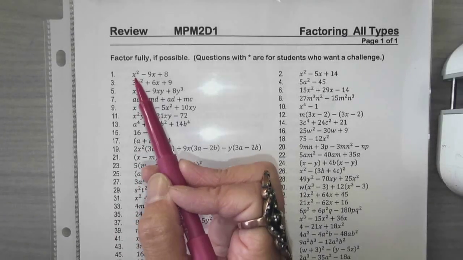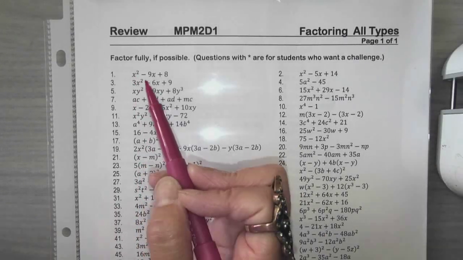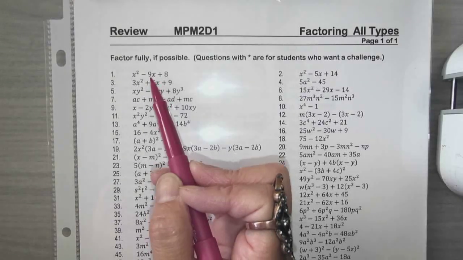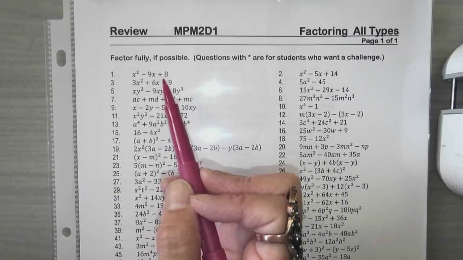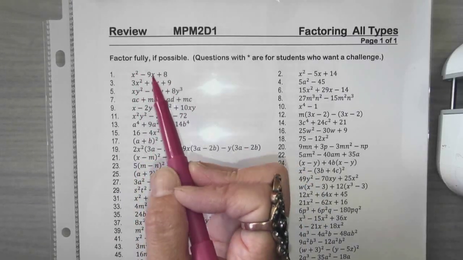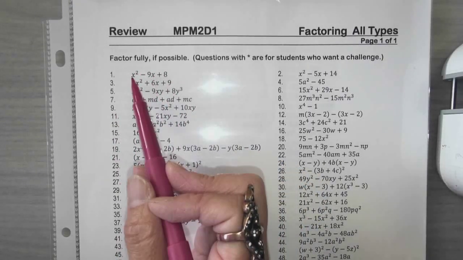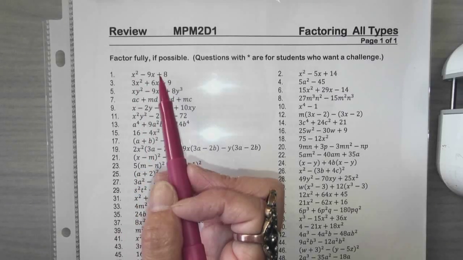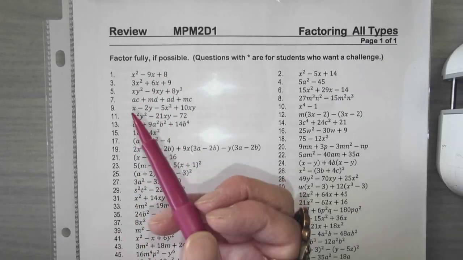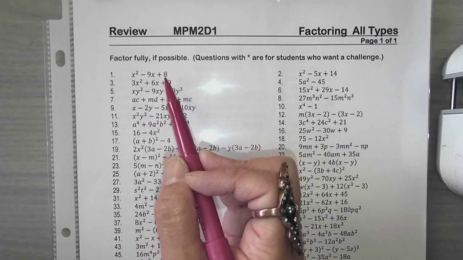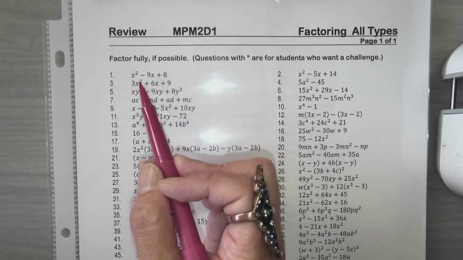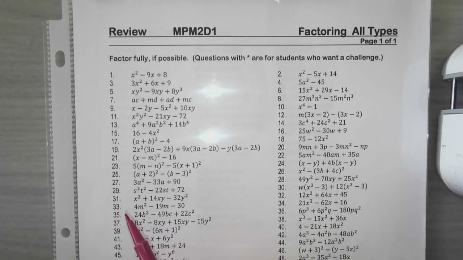This one here, we have x squared minus 9x plus 8. That's definitely got three terms. And it has an x squared with an x in the middle, so that one is called a trinomial. Now, the type of trinomial is going to be a simple type because there's a 1 in front of it. The 1 in front of it means it's a simple type, so we're just looking at what multiplies to 8 and adds to the negative 9.